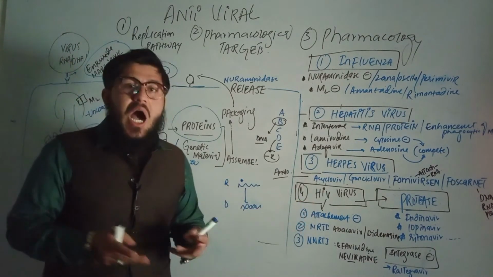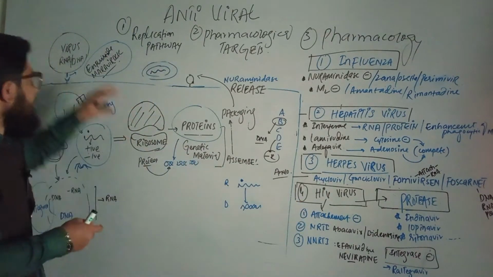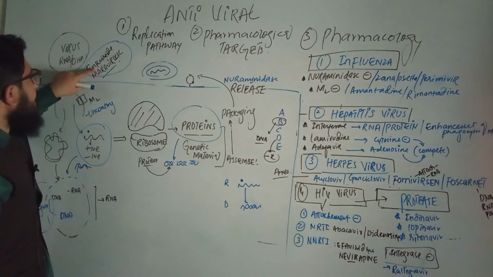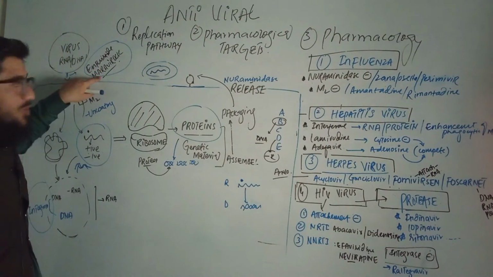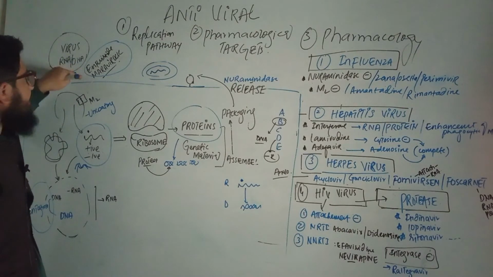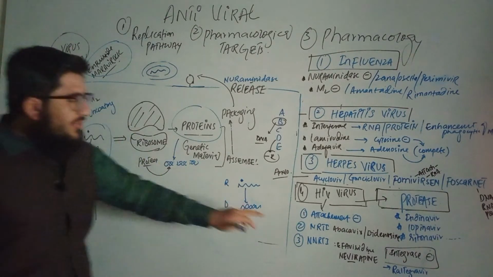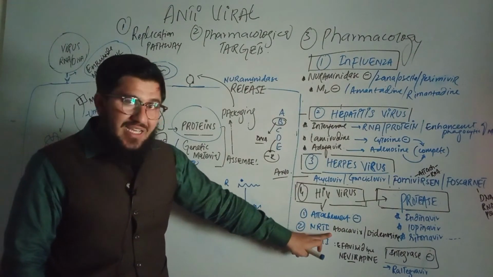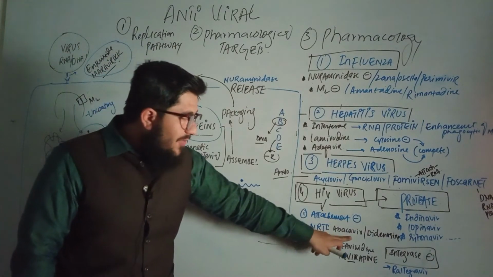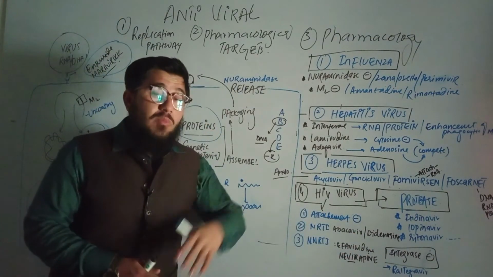Very simple. Attachment inhibitors will inhibit the attachment. Here we have enfuvirtide and maraviroc. These will inhibit attachment. If there is no attachment, then the virus cannot enter. Second, we have nucleoside reverse transcriptase inhibitors. Here I have written abacavir and didanosine. We do have some other drugs available.